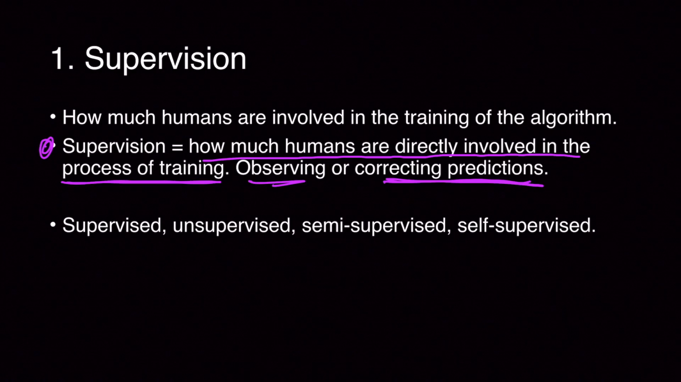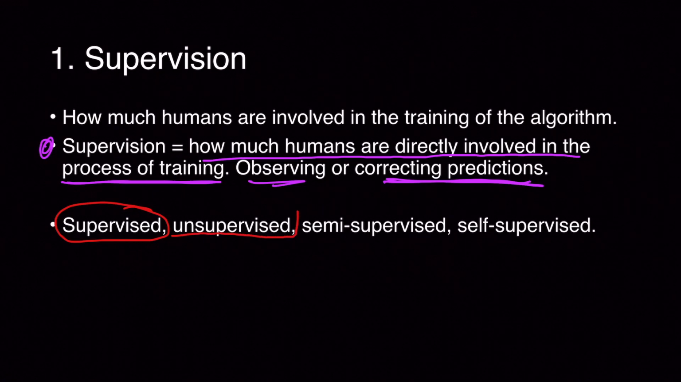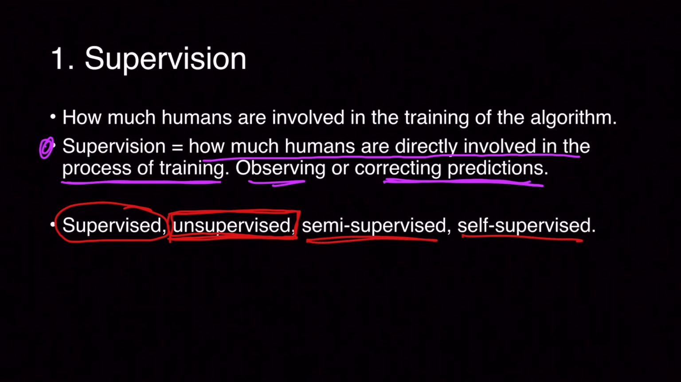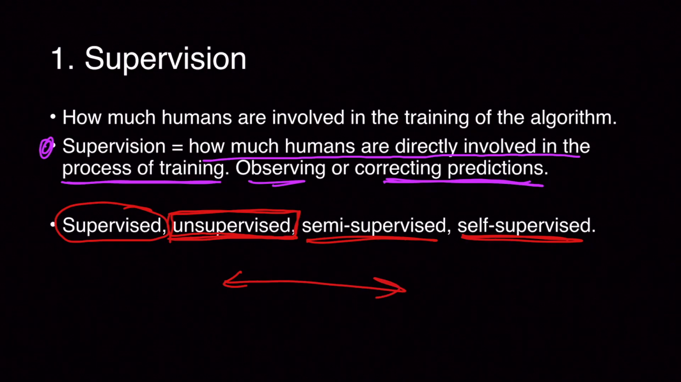On one end of the spectrum is completely supervised machine learning programs. On the other end of the spectrum is unsupervised training. And then in between we have examples like semi-supervised and self-supervised. Each of these we're going to go through in future videos, but for now, just to understand the classification, it is important to know that there is a spectrum of supervised to unsupervised.